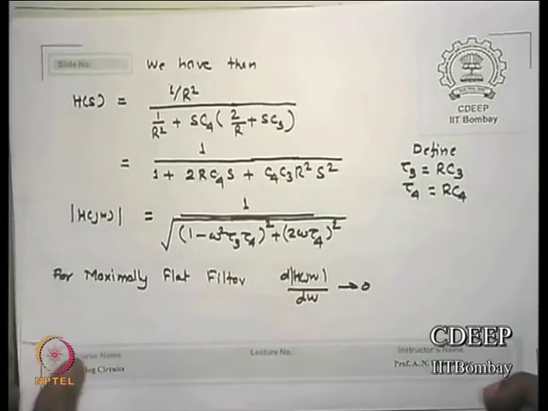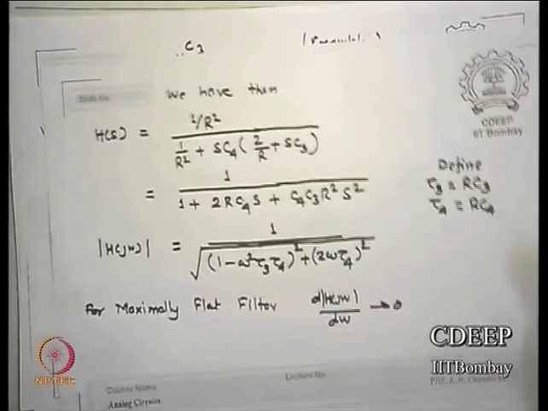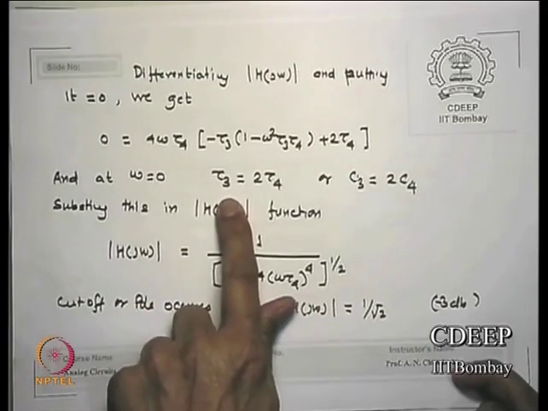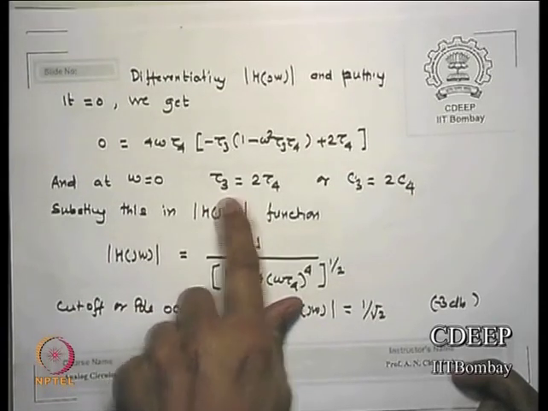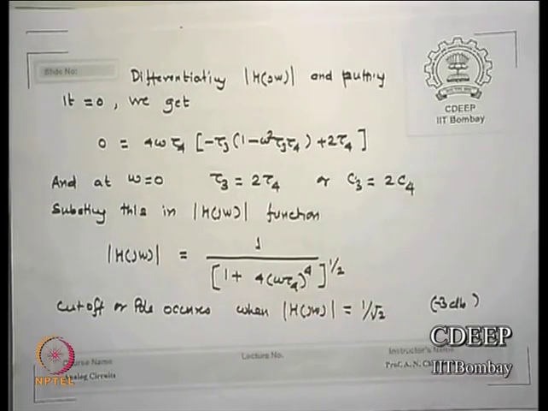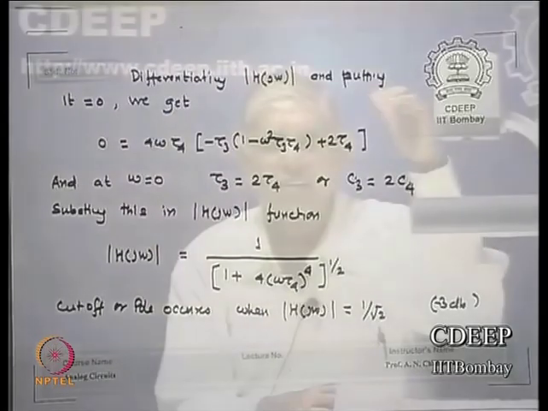If I solve this, okay, I can get a condition: tau 3 is tau 4 and C3 is 2 C4. If I meet this condition, then a maximally flat situation can be reached. Is that point clear? I differentiated below that cutoff, and I say at this point if I want no ripple, then what should happen? If I meet these conditions, then I would say I am going to have a maximally flat situation.